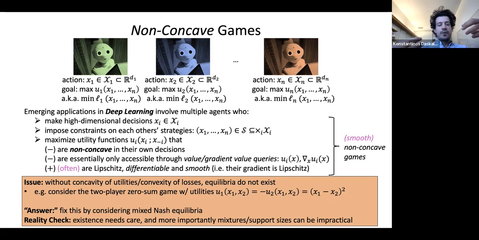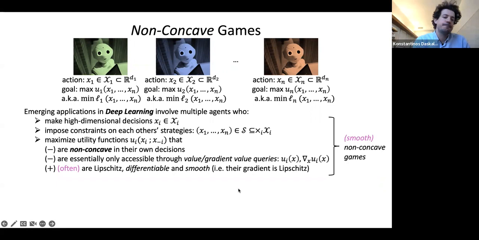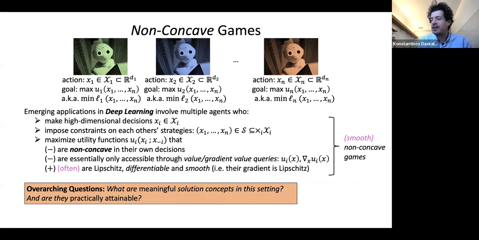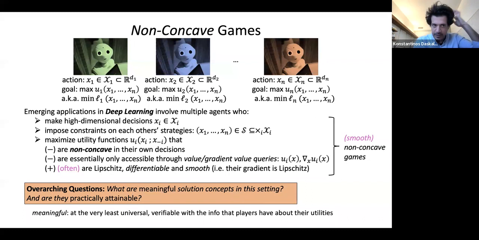So we really have to face the problem for what it is, the fact that equilibria don't exist. This is what makes up my overarching questions here. If the classical notions that game theory defined for us do not exist, the classical equilibrium concepts like Nash equilibrium, correlated equilibrium, whatever, then what are meaningful solution concepts that TensorFlow would target with its optimization methods? And are they practically attainable, meaning, can they be reached via some lightweight method like gradient descent?